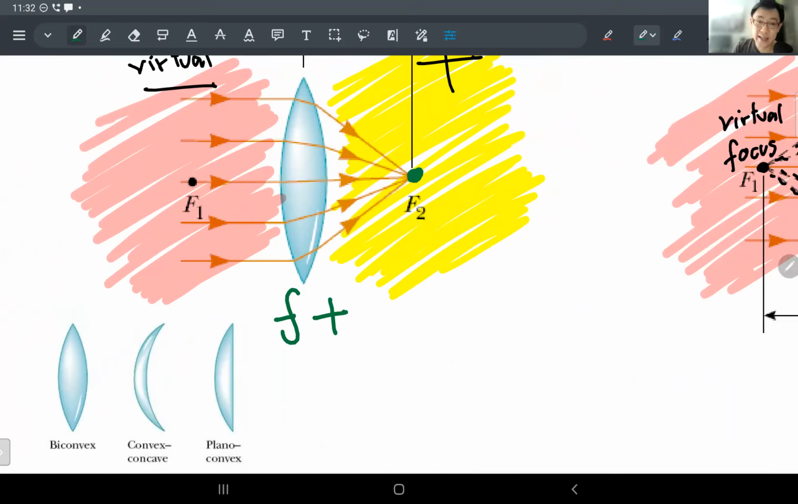But in reality, the lens might not have the shape like that all the time. The key point is you just make sure that the center of the lens is thicker than the rim. You always have a converging lens. It could look like this, it could look like that. That is fine.